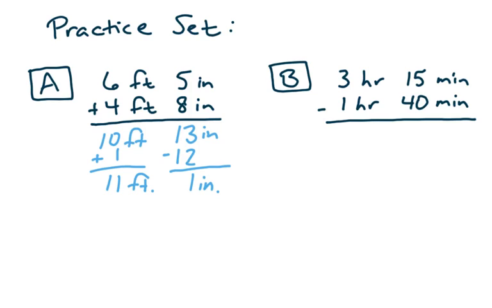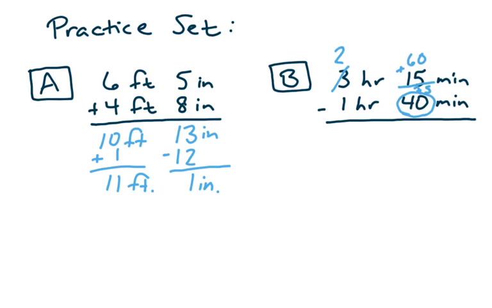All right, let's look at our hours. We're going to subtract hours and minutes. Wow, that was a noisy vehicle. I apologize. So we can't subtract 40 from 15. We will need to borrow an hour's worth of minutes. So we'll take away 1 hour here, and we will add 60 minutes up here.